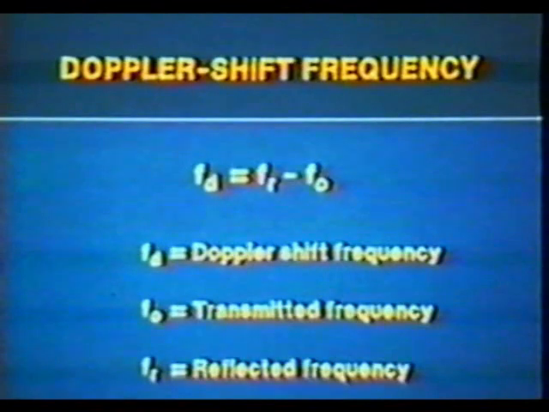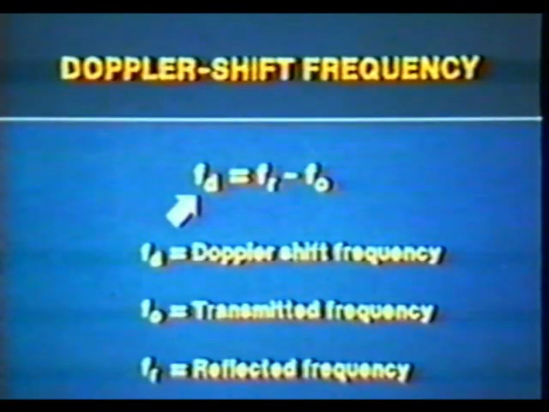The change in sound frequency resulting from the red blood cell motion is known as the Doppler shift frequency. Doppler echocardiographic instruments are able to very precisely measure this Doppler shift frequency simply by subtracting the known value for the transmitted frequency, f sub 0, from the frequency of the beam reflected from the red blood cells, f sub r.